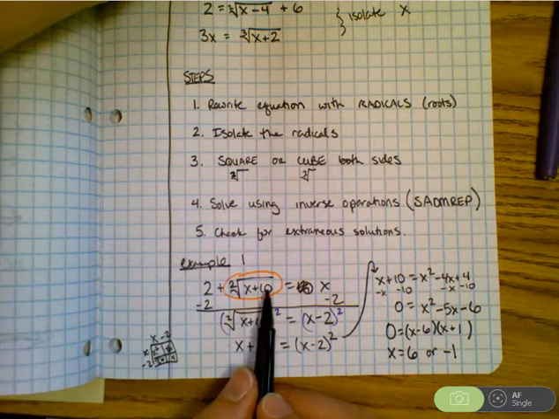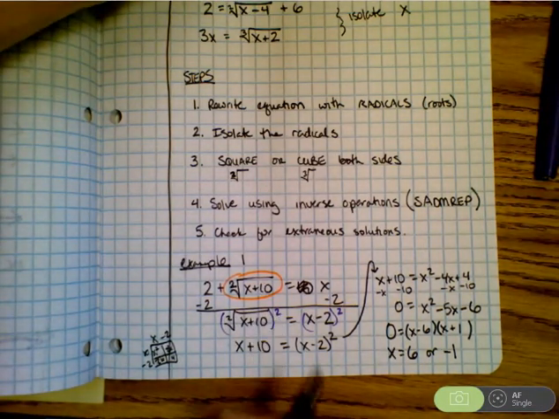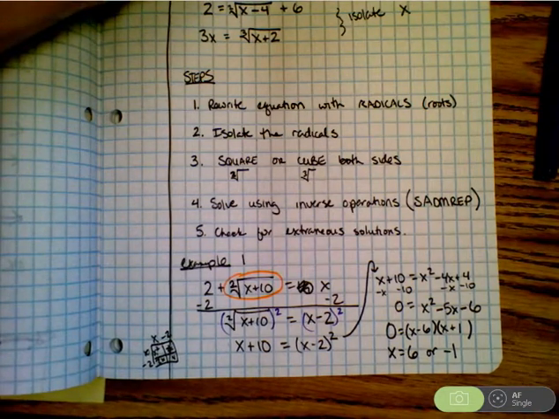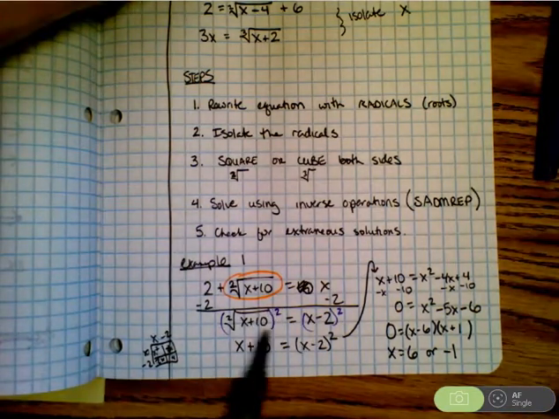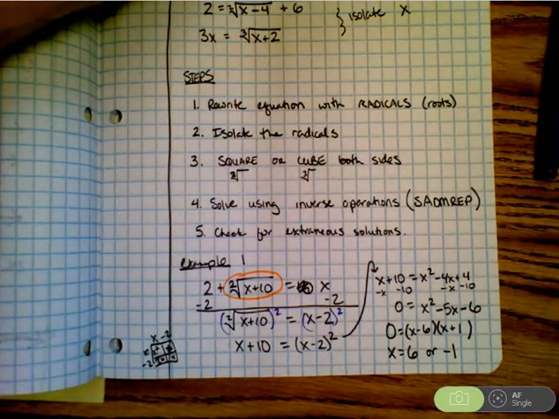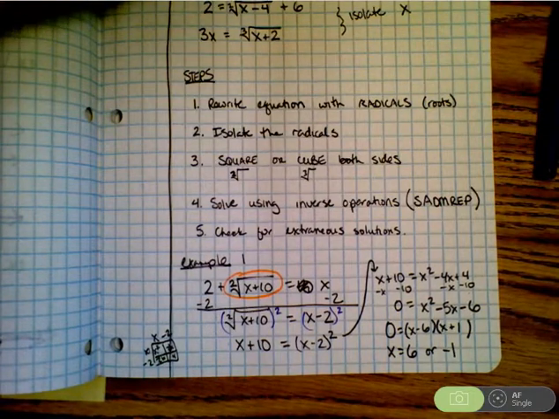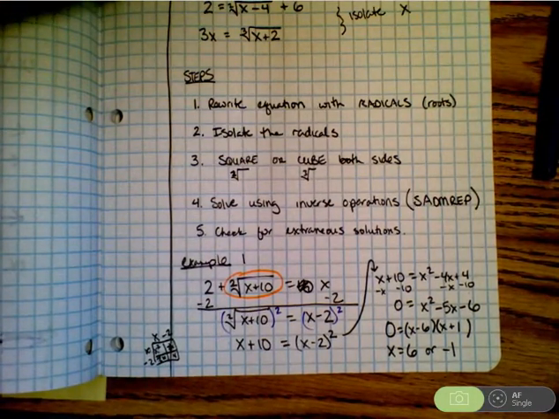So my two answers are 6 and negative 1. Neither one of those would give me imaginary solutions here, so I'm good. Again, the only new steps are isolating the radical and then squaring both sides. You've probably used that before, actually in reverse, you've taken the square root of both sides. Now we're just squaring both sides.